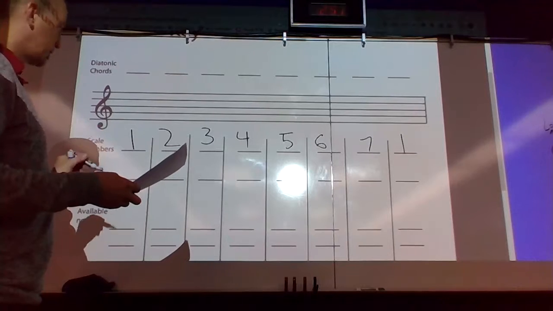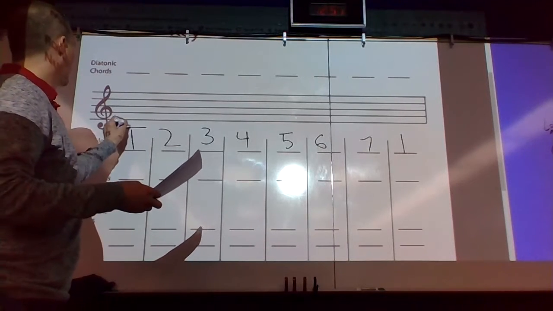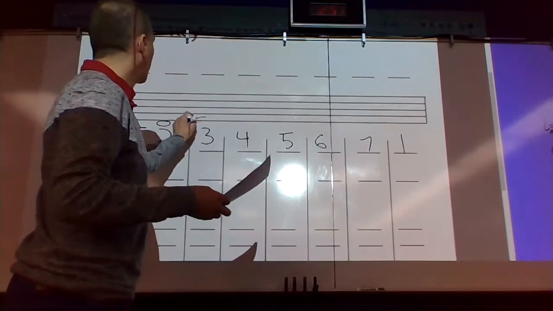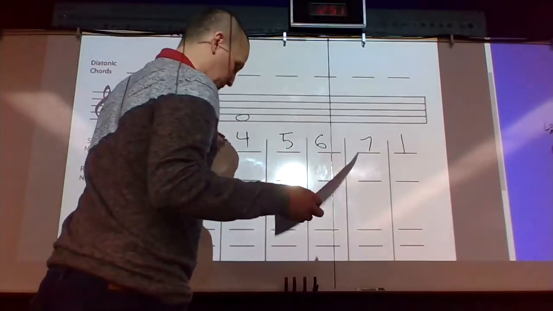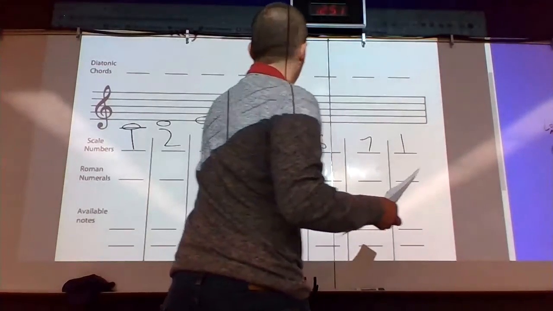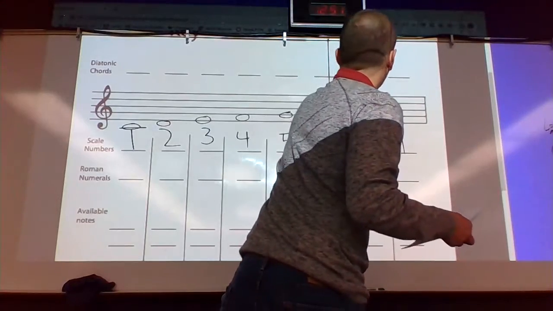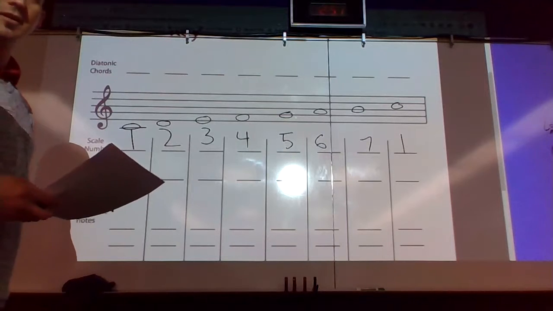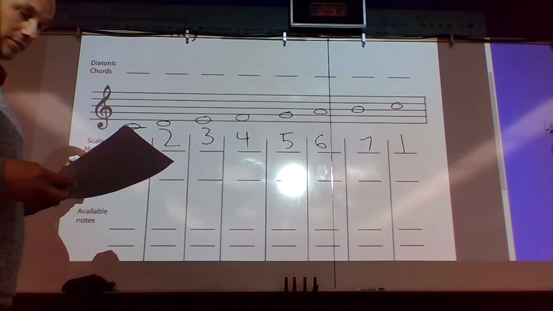And then our next step is to write the scale on the staff. So there's our C, and I'm just going to go up just like this. I'm just writing all of the notes of the scale on up the staff like that. C, D, E, F, G, A, B, C. And you guys can all read those notes.